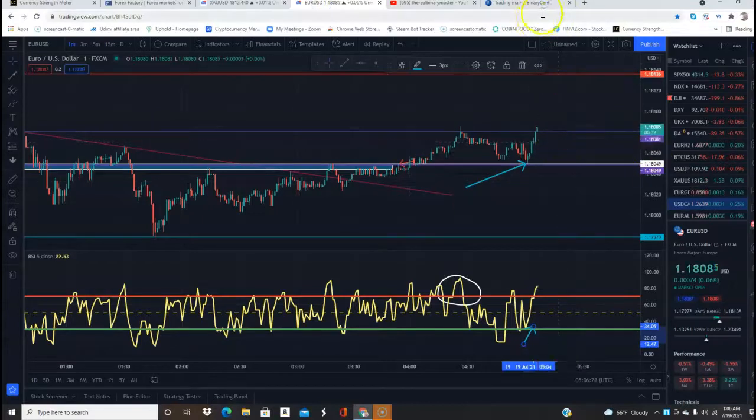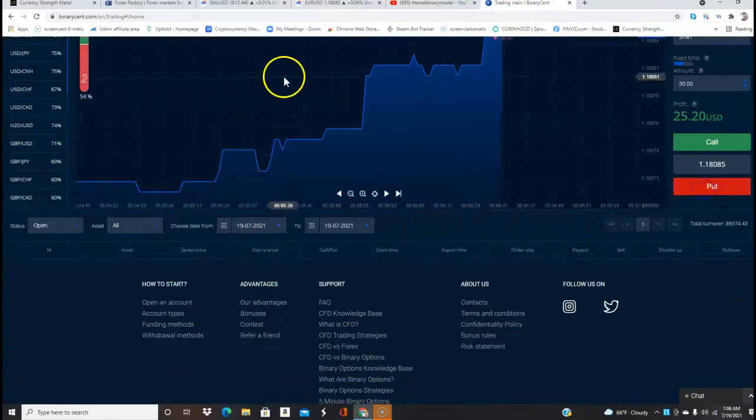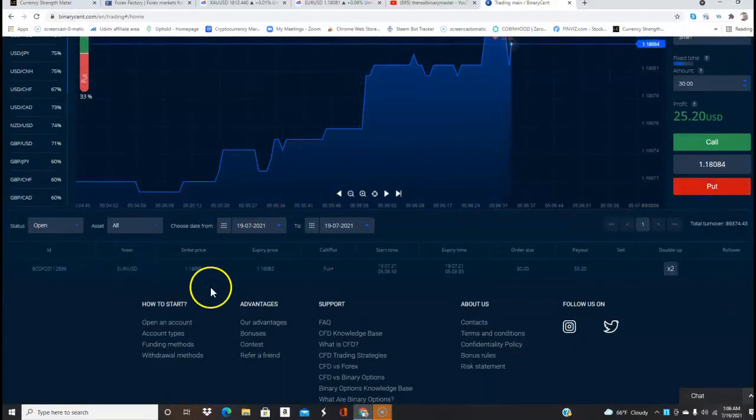Okay, we're at 0.81 right now. We're gonna enter a 3-minute sell on Euro USD. 3-minute sell trade on Euro USD, guys. As you can see, let's get into this.